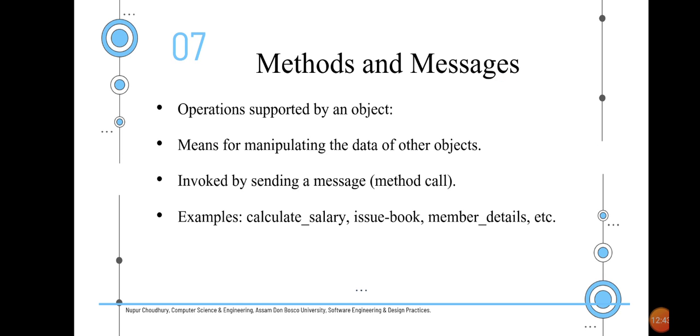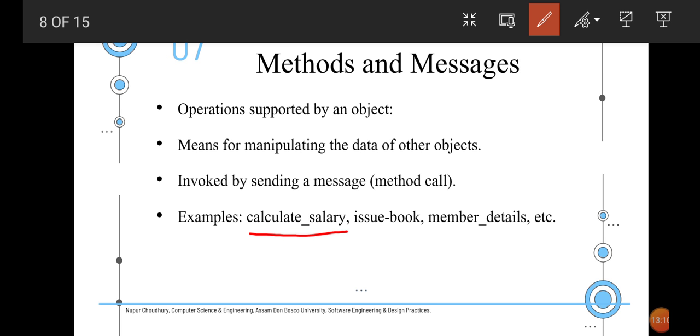So methods and messages are basically operations supported by an object, meant for manipulating the data of other objects, and they are invoked by sending a message, or we can say by a method call. Examples include calculate salary, issue book, member details, etc. All of them are invoked using a method call.